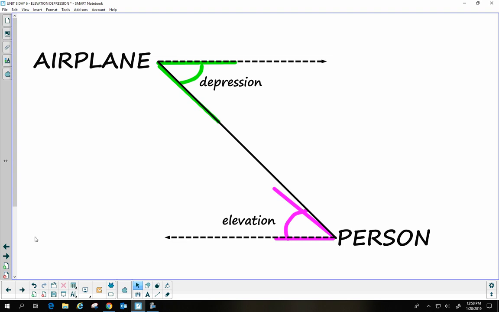Okay, and those words kind of jive with maybe what type of understanding you have of depression and elevation. Of course, elevation means to go up, and depression means you're kind of down or to go down, and that's how they work here in this scenario. What you might notice is that those two angles look like they're the same size, and that's because they are.